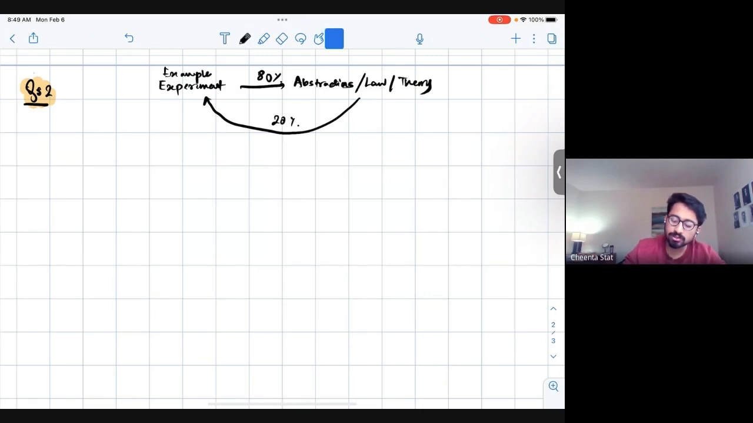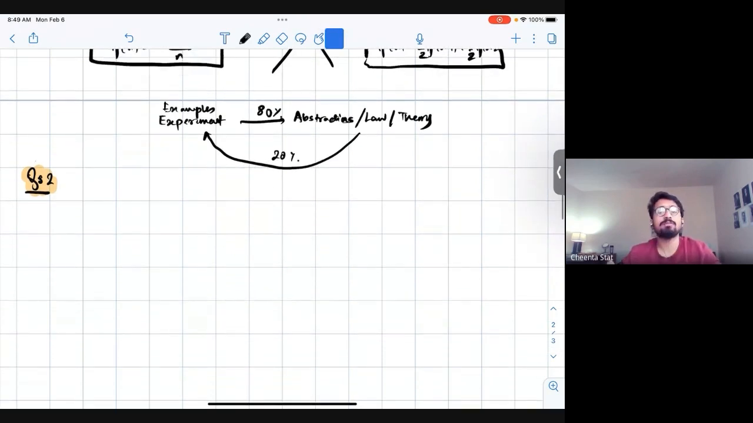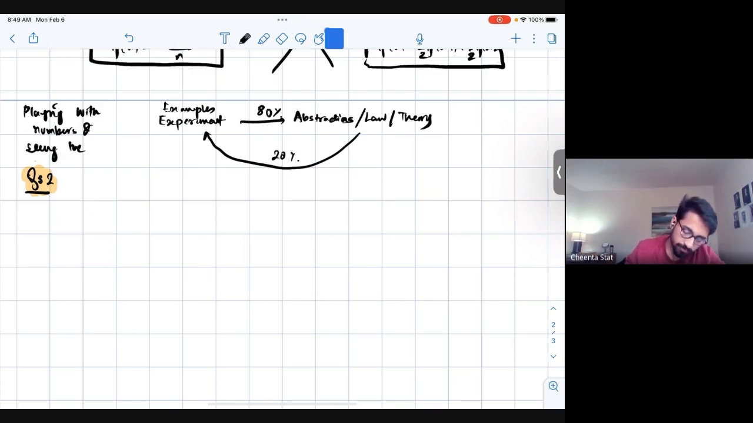So can someone tell me what are the experiments in mathematics? This is something important to know from a philosophical point of view. What are experiments in mathematics? Can someone tell me? Okay. Experiments in mathematics are nothing but playing with numbers and seeing the pattern. This is what the experiment in mathematics is all about.